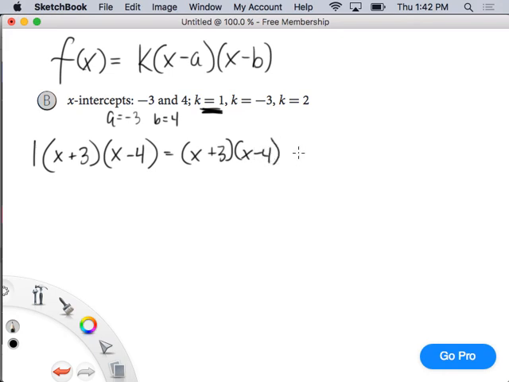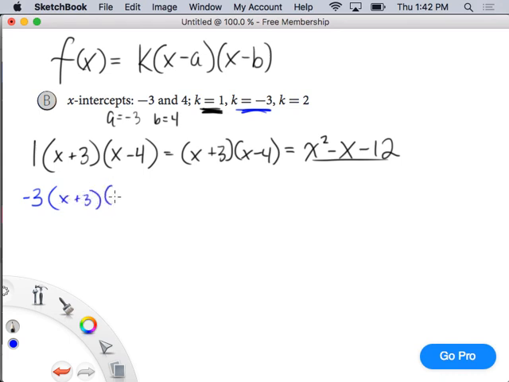And then if it wants us to write it in standard form, we have to FOIL it. It becomes x squared plus 3x minus 4x is minus x, plus 3 times -4 is -12. And so that's our answer. This is factored form and this is standard form. Next it asks us to do the same thing for k is -3, so we go ahead and do that.